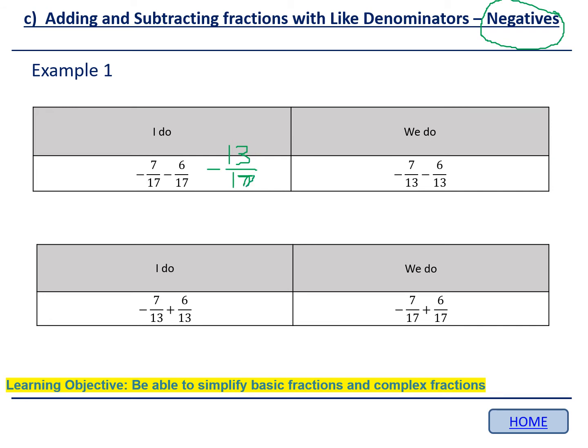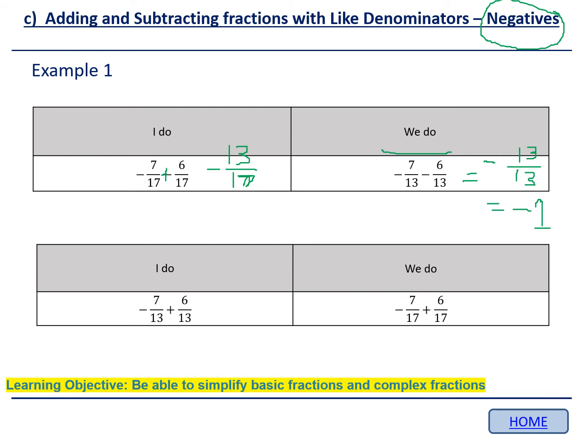If I was to plus those on, that would take me back towards 0, and we would end up with minus 1 over 17. So don't get confused there, make sure we're right on it. Have a go at this one.